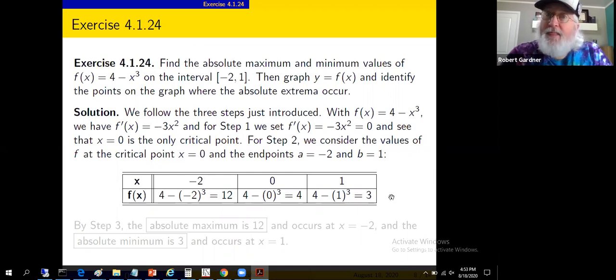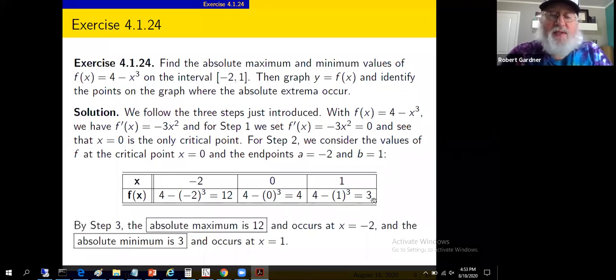We know the absolute maximum is the largest of these function values, and the absolute minimum is the least of these function values. So 12 is the biggest, the largest, the greatest. 3 is the least. That's the absolute max, and 3 is the absolute minimum. Absolute maximum is 12, and occurs at x equals -2. The absolute minimum is 3 and occurs at x equals 1. I won't give my answers as to what and where in connection with these extrema.